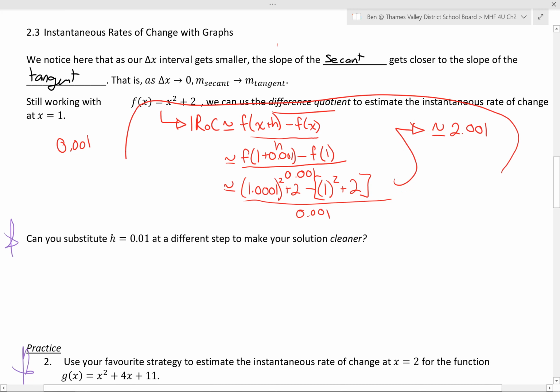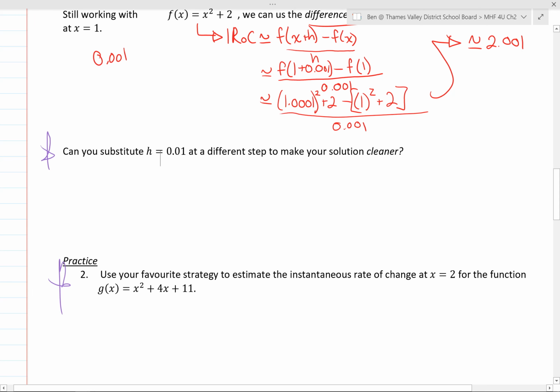Now, this gets a little bit ugly, and I suspect many of us find this not an overly enjoyable experience. So we'll try and clean it up a little bit. What I encourage you to do is try and get a little bit more clever with your h here. I suggested h equals 0.01, but like I said, we can use 0.001 if you prefer. I encourage you to try substituting in h equals 0.01 elsewhere in the problem, so at a different step.